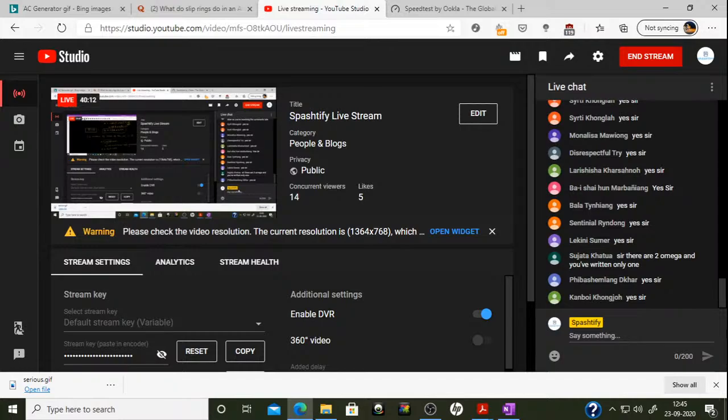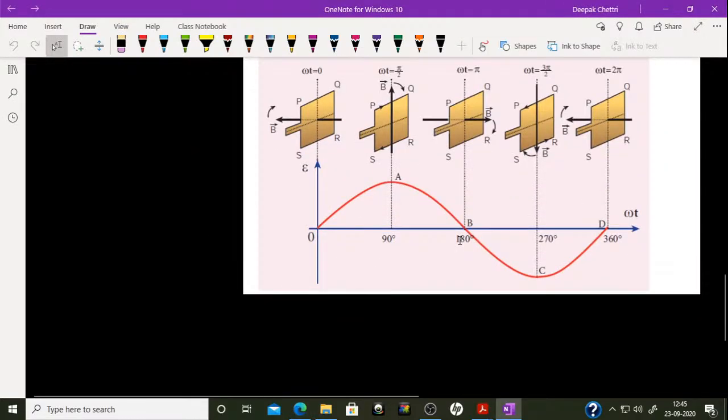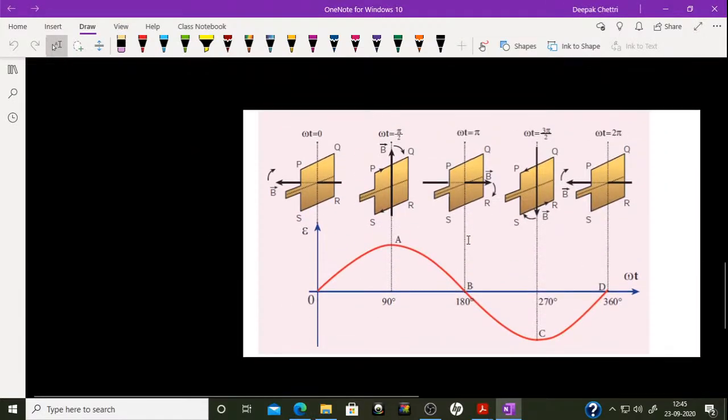Okay, this diagram here will explain things better. Now look here what is happening. You can see this is the coil, PQRS is the coil, and the magnetic field is shown with this black arrow B. And you know what is the direction of area? Area is perpendicular to the coil. So in this case you see the direction of B and A is the same, that means your angle is 0. Remember, omega t is the angle theta.